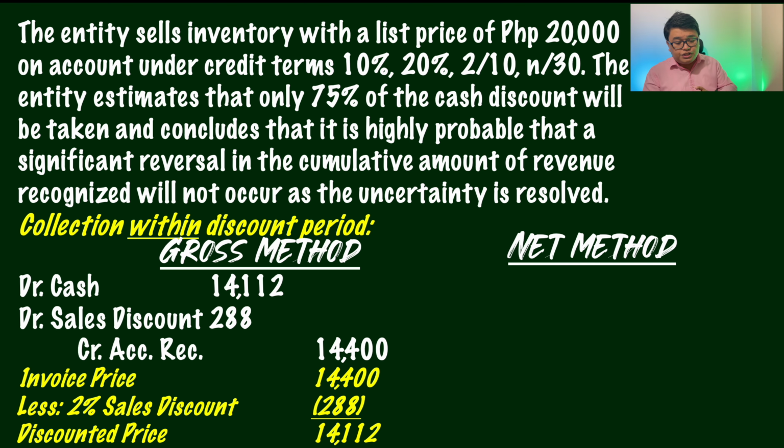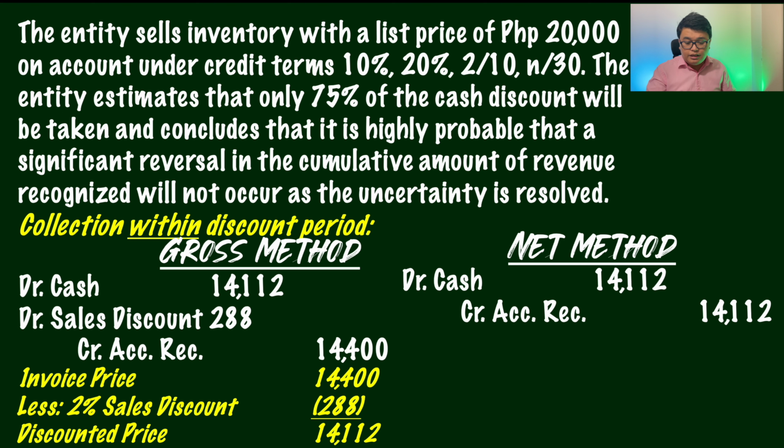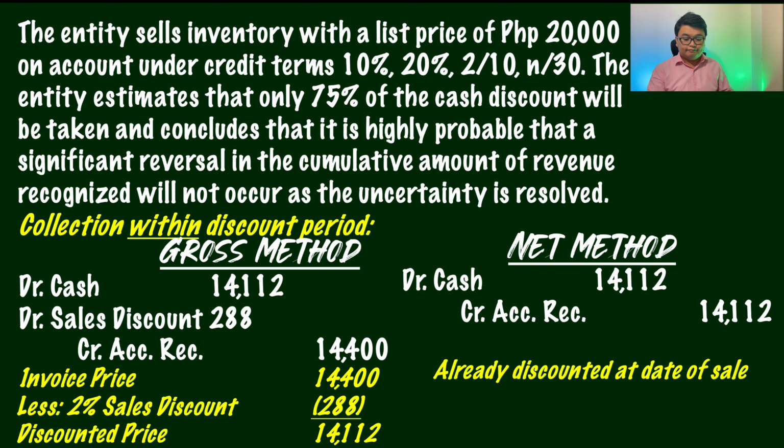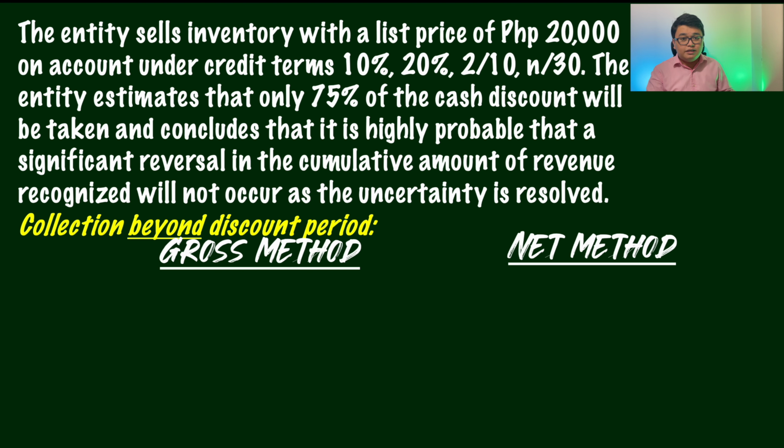While for the net method, since we already took account of the potential cash discount in the date of sale, we will just debit and credit the following amounts at net of cash discount. On the other hand, if collection happens beyond discount period, there is no need to recognize and debit a sales discount under the gross method. So we will just debit cash and credit accounts receivable at invoice price.